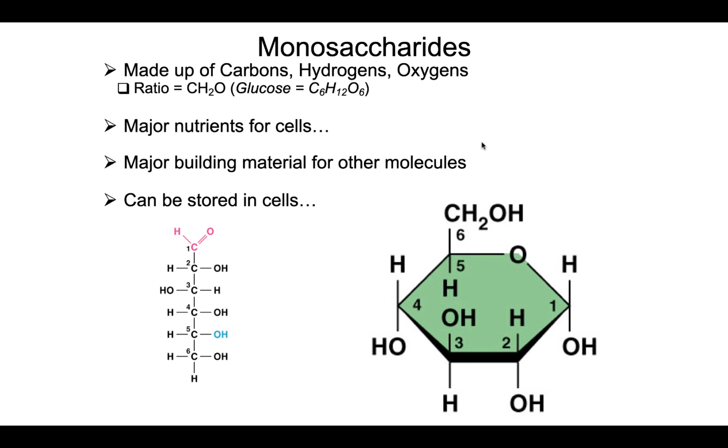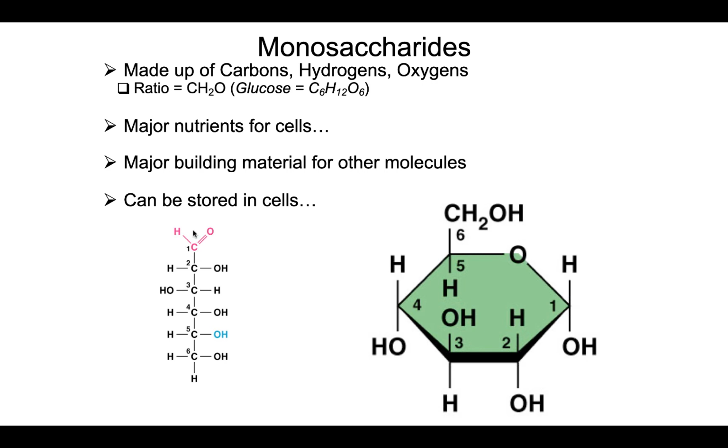And even though most commonly in the cell a monosaccharide looks like this, it also can exist in a chain form. And I want you to focus on the chain form here so that you can look at it in a critical way without having your eyes glaze over.